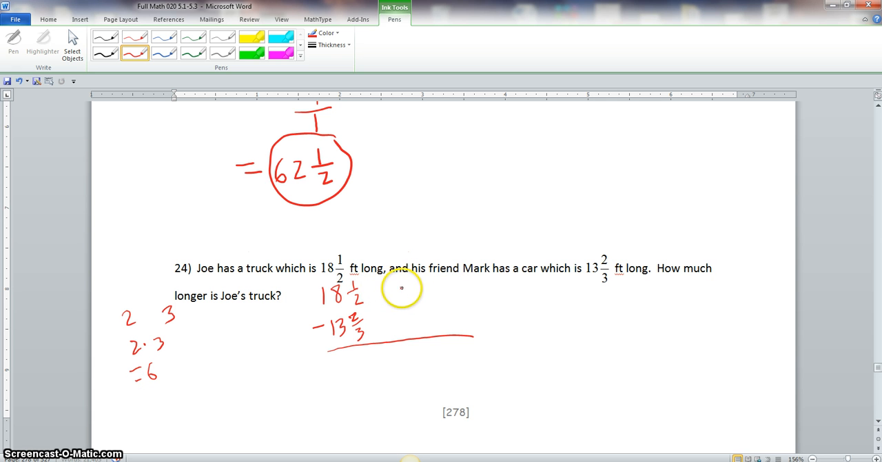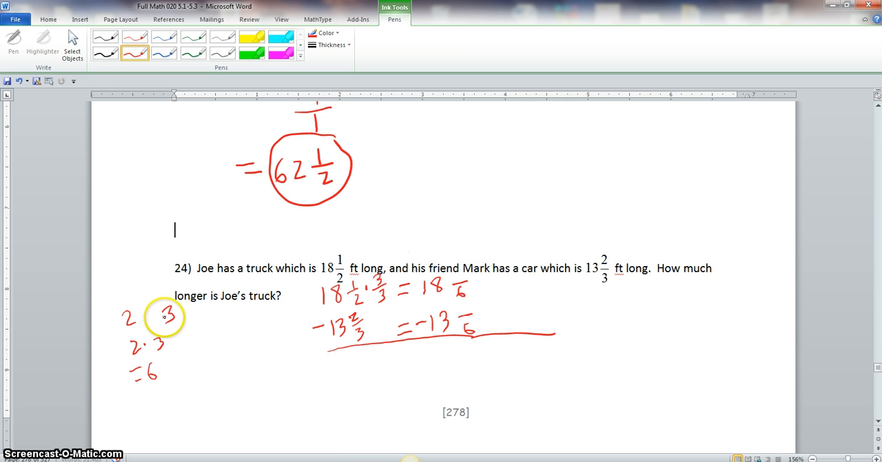So what I'm going to do is give a little bit more space here. Put our equal sign. So we have 18 minus 13. And our denominators for both of these fractions would be 6. So we ask ourselves, comparing 2 to 3, what does 3 have that 2 does not? It has a 3. So we multiply the numerator and denominator by 3.